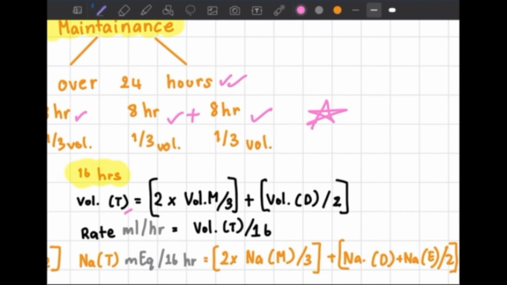And the volume deficit is the same. You divide it by 2 and you're good to go. To find the rate, you'll take volume total divided by 16 hours. Sodium total for the 16 hours is exactly the same: 2 multiplied by the sodium maintenance divided by 3 plus sodium deficit and the sodium excess loss divided by 2.